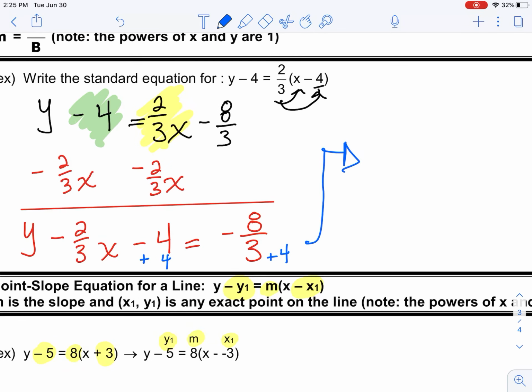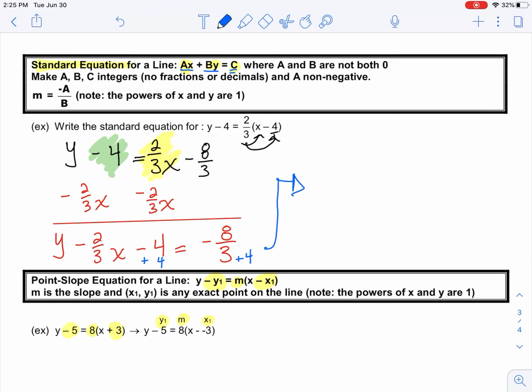And so I'm going to come up here and finish this off. And we're going to go y minus 2/3 x equals 4 minus 8/3. Now the one thing I should have had you do first is to clear the fraction. Okay. So that was my apologies. We should always clear the fractions, and you should always have constants as your a and your b.